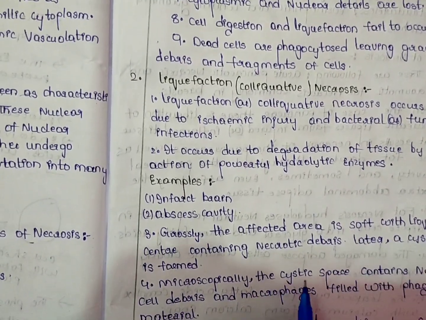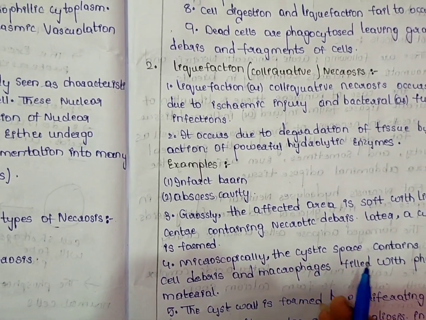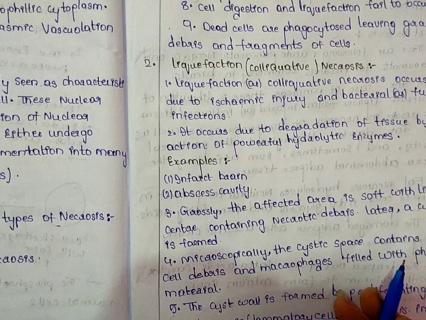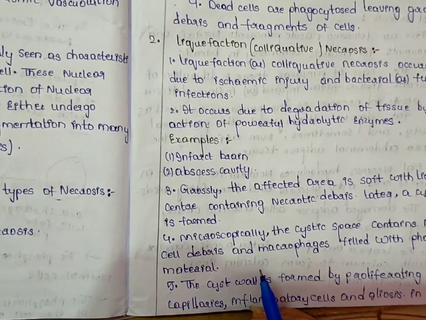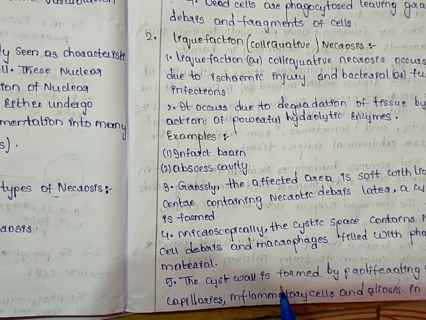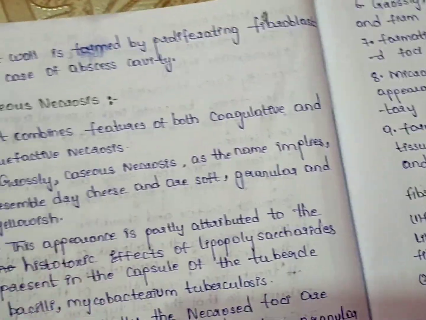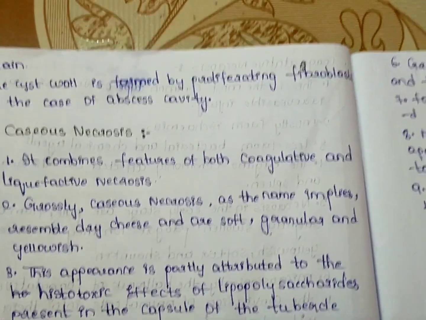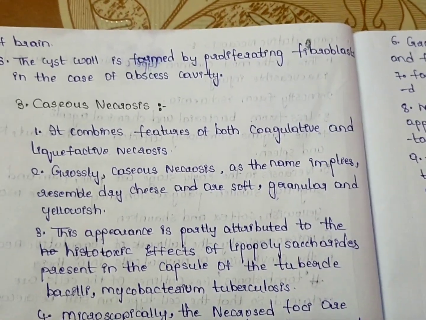Microscopically, the cyst space contains necrotic cell debris and macrophages filled with phagocytosed material. The cyst wall is formed by proliferating capillaries, inflammatory cells and gliosis in the case of the brain. In the case of abscess cavity, the cyst wall is formed by proliferating fibroblasts.